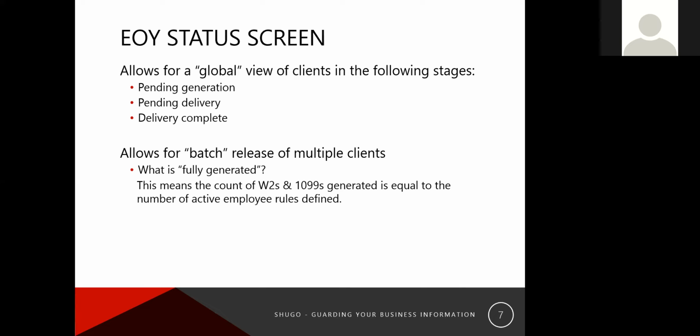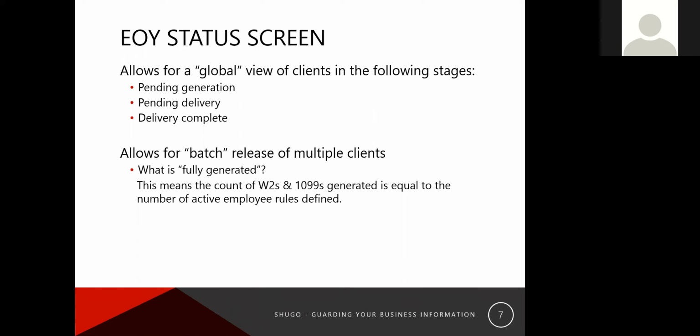So what we'll see is, and I have a screenshot set up in this next slide, the end of year status screen gives you the view into which clients of yours are in pending generation status, which clients are in pending delivery, again, the ones that are queued up waiting for you to release, and which ones have delivery complete. And one of the important components of this screen is that you can batch release those clients that are queued in the pending delivery stage. You can batch release out to them.